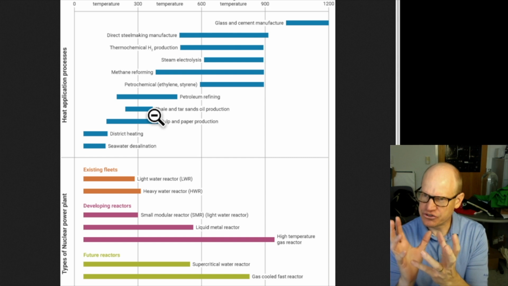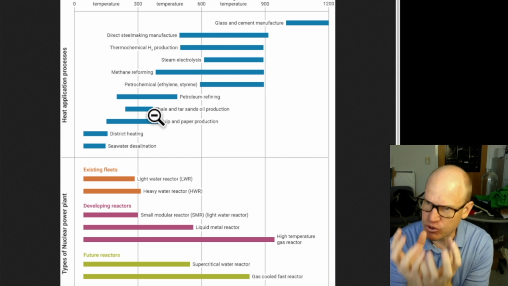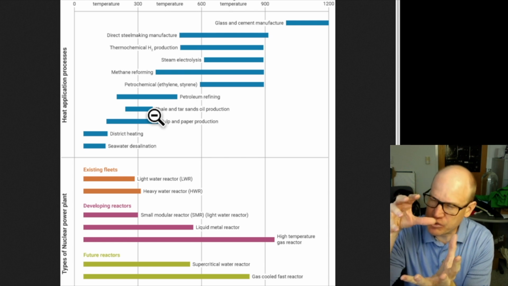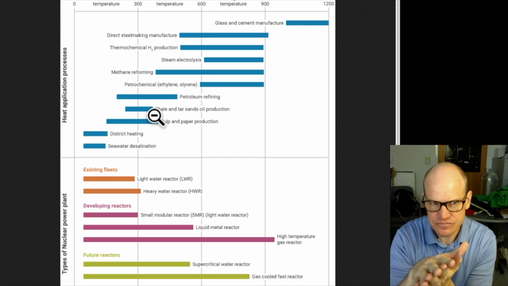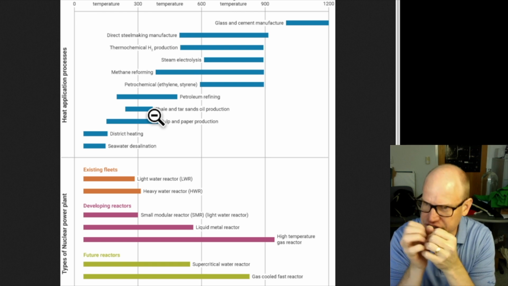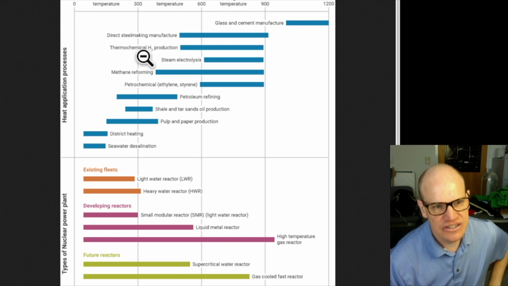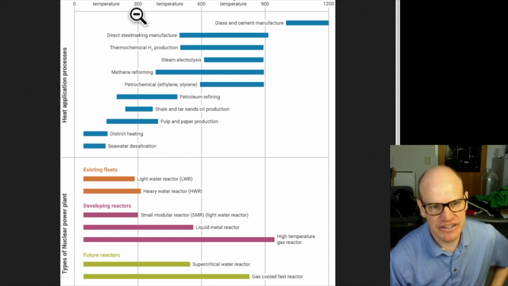Shale and tar sand oil production. So right now when you're extracting oil from tar sands or from shale, you have to put in high temperature, high pressure steam, basically, to drive the oil out of the pores of the rock. And so that takes some relatively high temperatures to do that.